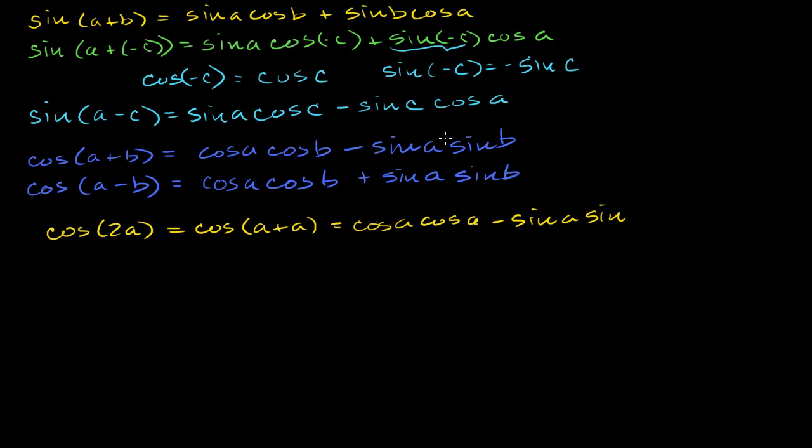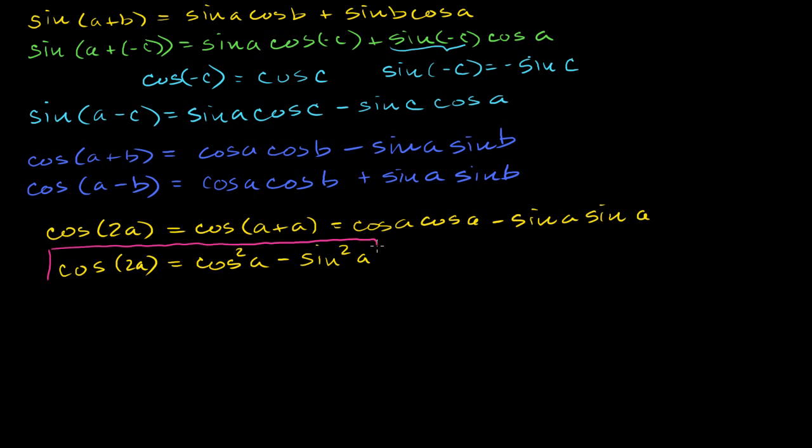Right? My b is also an a in this situation, which I could rewrite as the cosine squared of a, I just wrote cosine of a times itself, minus sine squared of a. So that's one identity already. Cosine of 2a is equal to the cosine squared of a minus the sine squared of a. Let me box off my identities that we're showing in this video. So I just showed you that one.